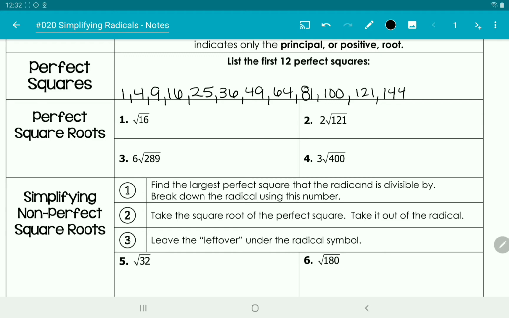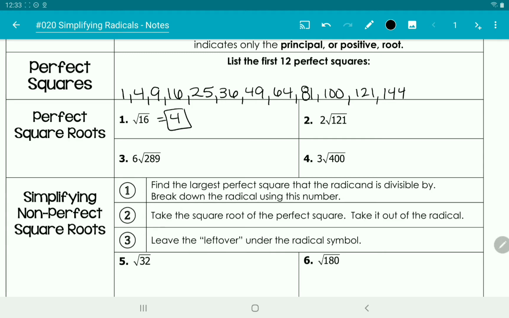Okay, so if you take the square root of each of these, you're going to get a whole number. That's the point of this. So for instance, if we look at the square root of 16, you're saying what times itself, what squared, gives us 16. Okay, 4 times 4 is 16. The answer is 4. 4 squared, or 4 times itself, gives you 16.